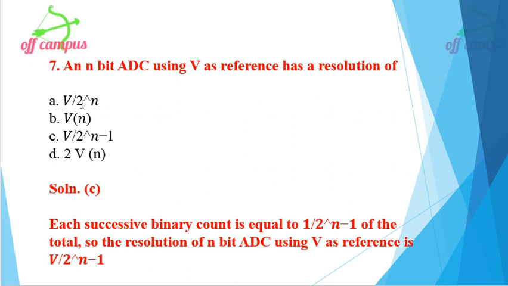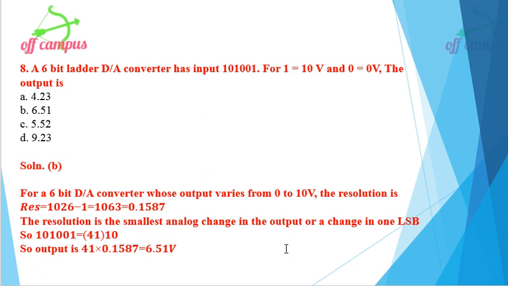Next one, question number 7. An n-bit ADC using V reference has a resolution of, it is a resolution formula. The resolution formula is V by 2 power n minus 1, option C. The explanation: its successive binary count is equal to 1 by 2 power n minus 1 of the total. So the resolution of an n-bit ADC with V as the reference voltage is V divided by 2 power n minus 1, option C. Then question number 8.